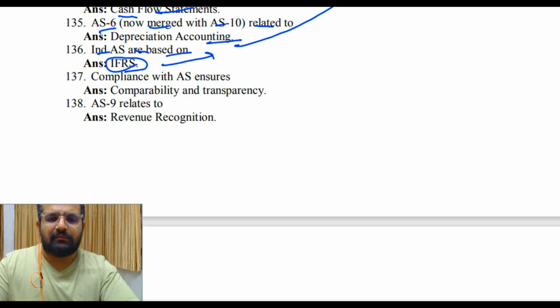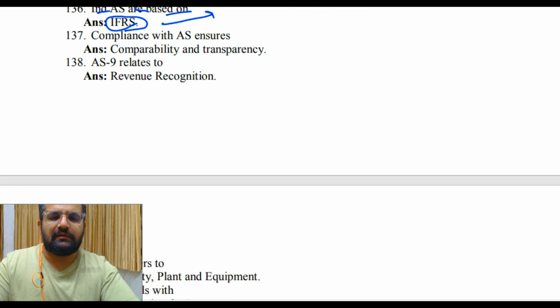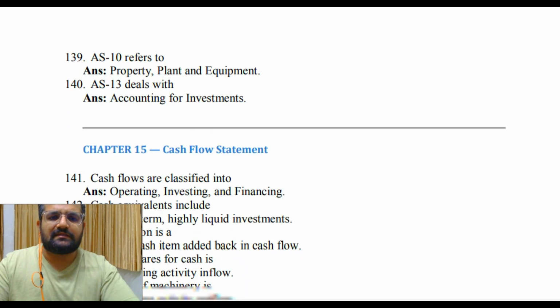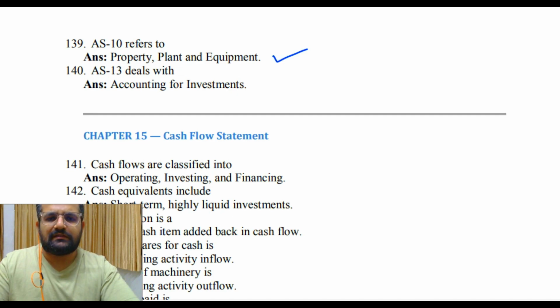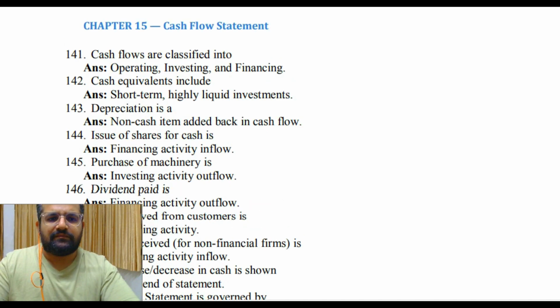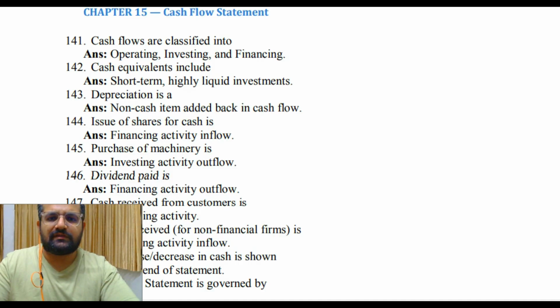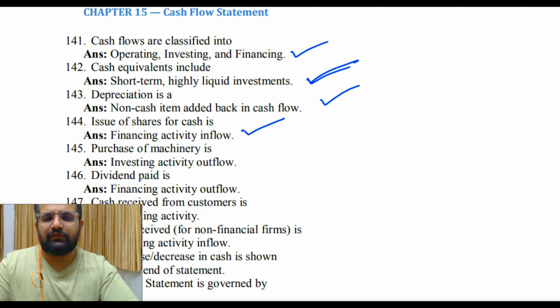ठीक है. Then compliance with accounting standards ensures comparability and transparency. Accounting standard 9 relates to revenue recognition. Then AS10, accounting standard 10, refers to property, plant and equipment. Accounting standard 13 deals with accounting for investments. Then cash flows are classified into operating, investing and financing. Cash equivalent includes short-term highly liquid investments. Depreciation is a non-cash item added back in cash flow. Issue of shares for cash is financing activity inflow. Purchase of machinery is investing activity outflow. Dividend paid is financing outflow.